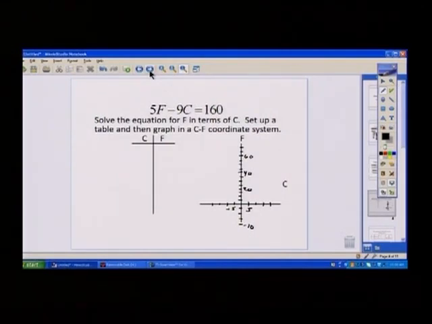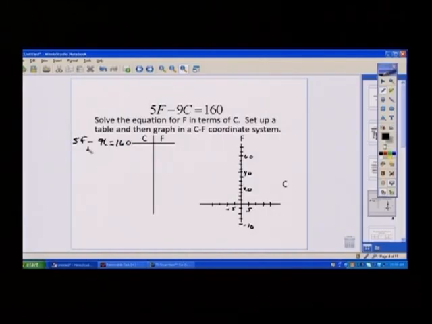So we're going to try another equation here. This one asks you to solve for f in terms of c. So we're going to take the equation, solve it for f, set up the table, and then graph it. So we have 5f minus 9c is equal to 160.